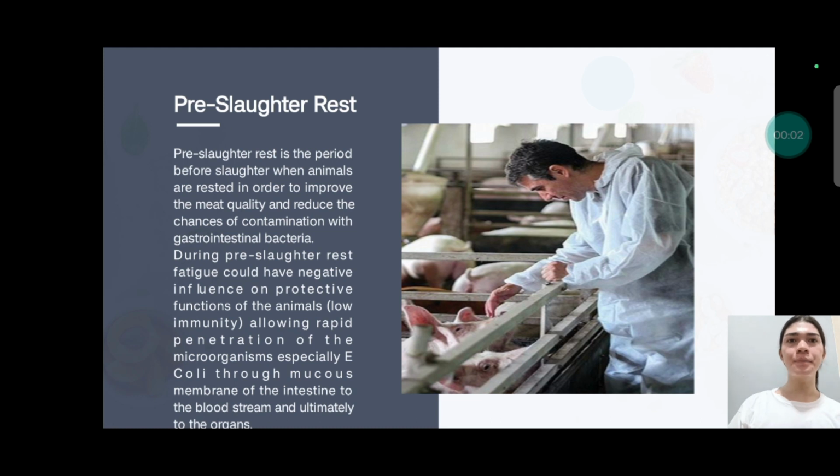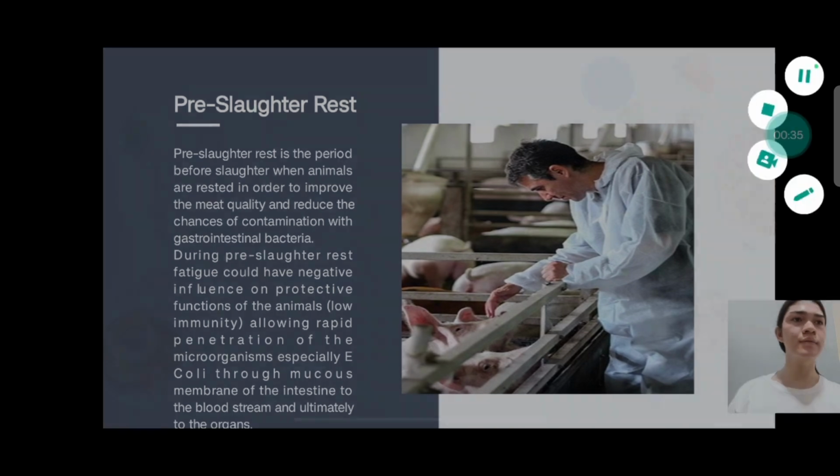Pre-slaughter rest. Pre-slaughter rest is the period before slaughter when animals are rested in order to improve the meat quality and reduce the chances of contamination with gut bacteria. During pre-slaughter rest, fatigue could have a negative influence on the protective functions of animals, allowing rapid penetration of microorganisms, especially E. coli, through the mucous membrane of the intestine, into the bloodstream and ultimately to the organs.